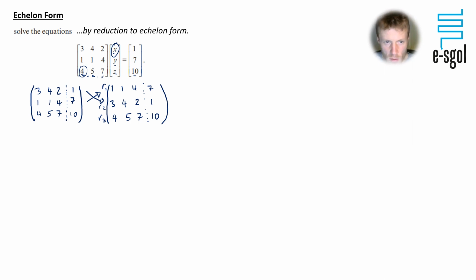And the idea is that I want to use this number 1 here, that's going to be our pivot, and it's going to help us get rid of some of the information in the other rows. So I am going to copy across the first row, 1, 1, 4, 7. And then I'm going to start doing a little bit of manipulation to get rid of some of the information in the other rows. So I am going to take away 3 lots of row 1 from row 2.